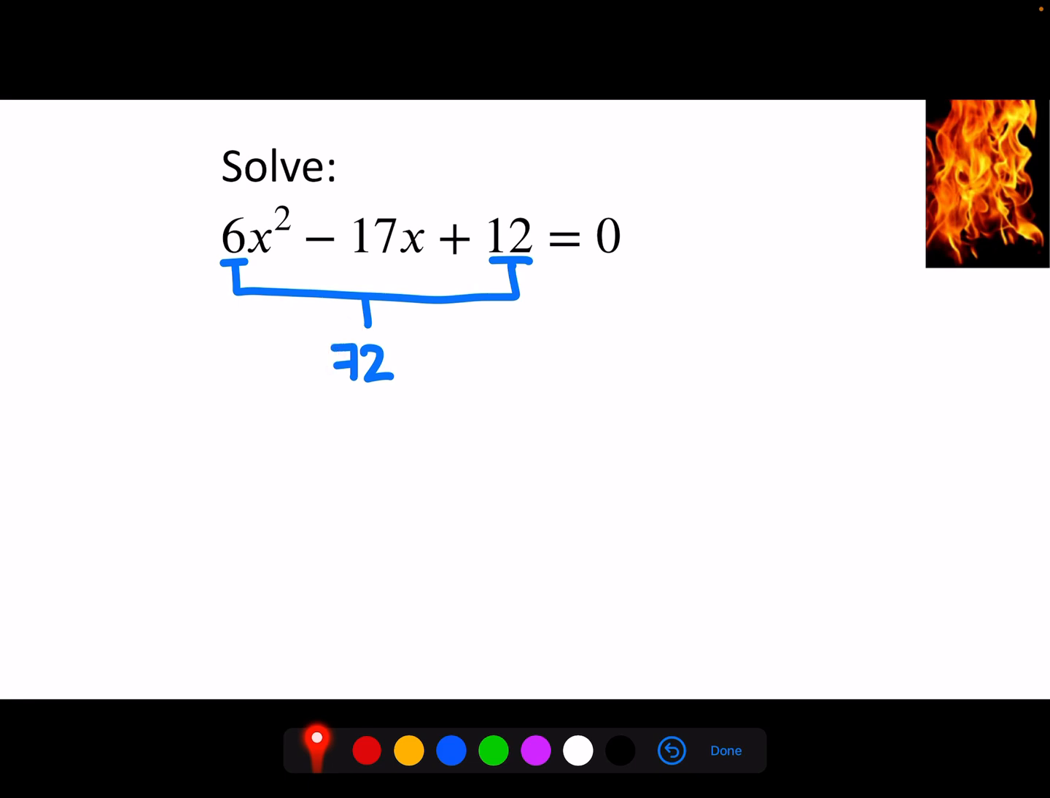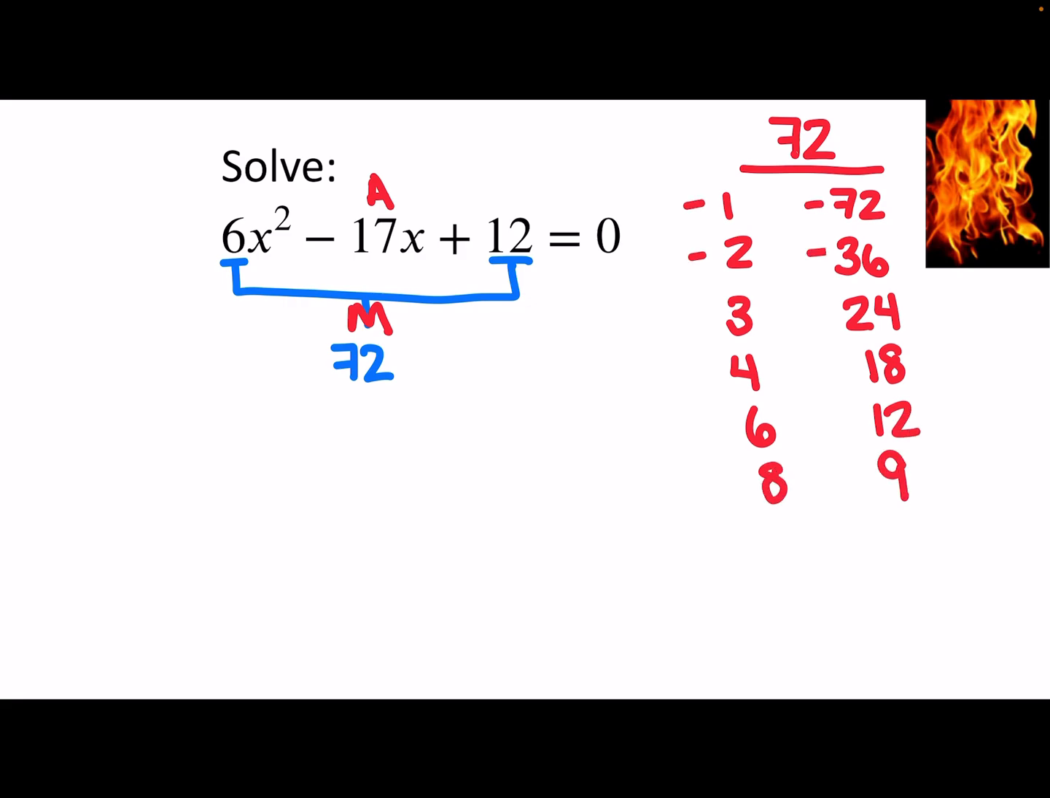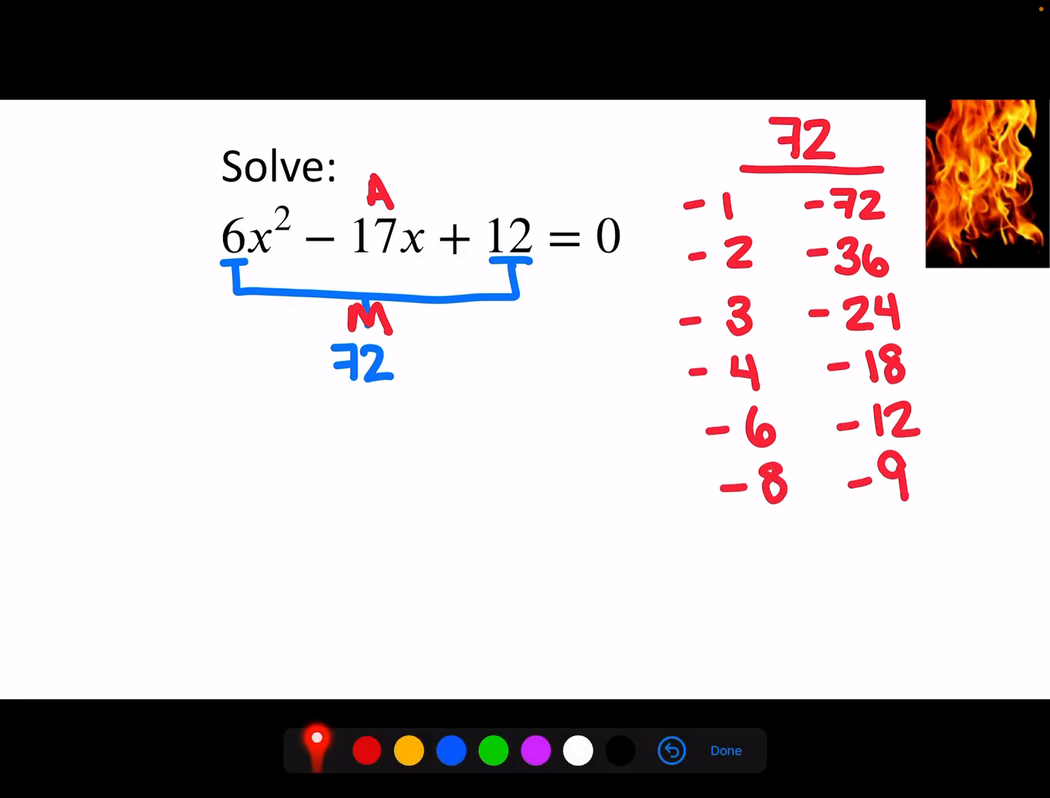So we have 1 and 72, 2 and 36, 3 and 24, 4 and 18, 6 and 12, and 8 and 9. And on top of that, we also have all the negative combinations here as well. Out of all of these, the numbers that will add to be negative 17, well, this will give us negative 73, negative 38, negative 27, negative 22, negative 18, negative 17. Well, we found our two terms, negative 8 and negative 9.